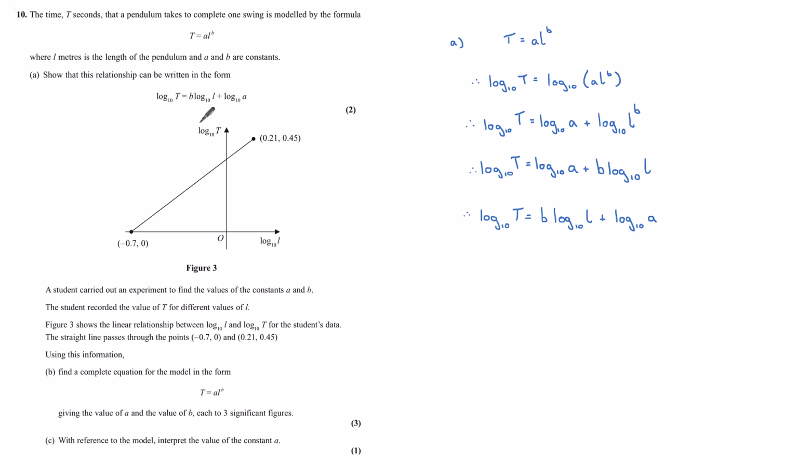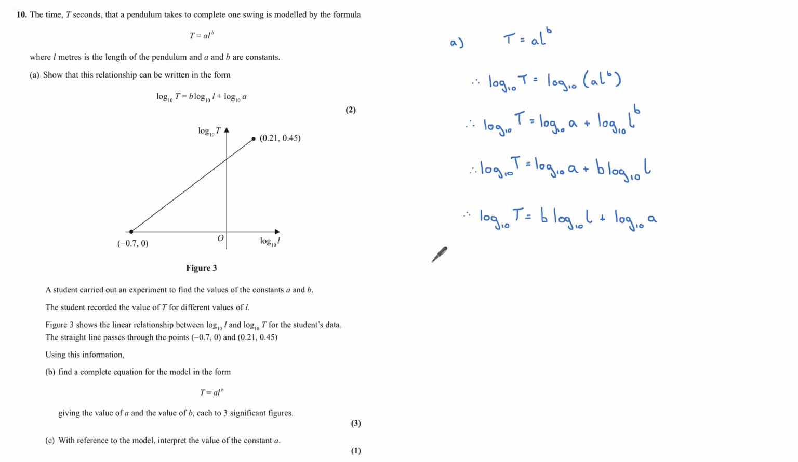A student carried out an experiment to find the values of the constants a and b. The student recorded the value for t for different values of L. Figure 3 shows the linear relationship between log base 10 L and log base 10 t for the student's data. The straight line passes through the points (-0.70, 0) and (0.21, 0.45). Using this information, for part B, find a complete equation for the model in the form t equals a L to the power b, giving the value of a and the value of b to three significant figures.